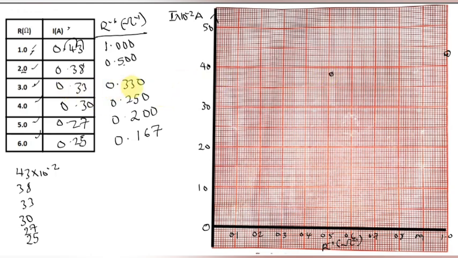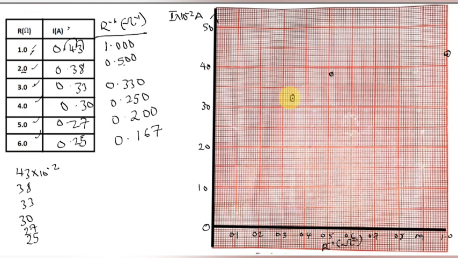33 for 0.33. So this is 0.3 here. So I'll move 0.3 to 33. So this is 30, 31, 32, 33. So I have to count 3 places this way: 1, 2, 3. Okay? Because it's 0.33. So that's 30 here. Put a dot and circle it.